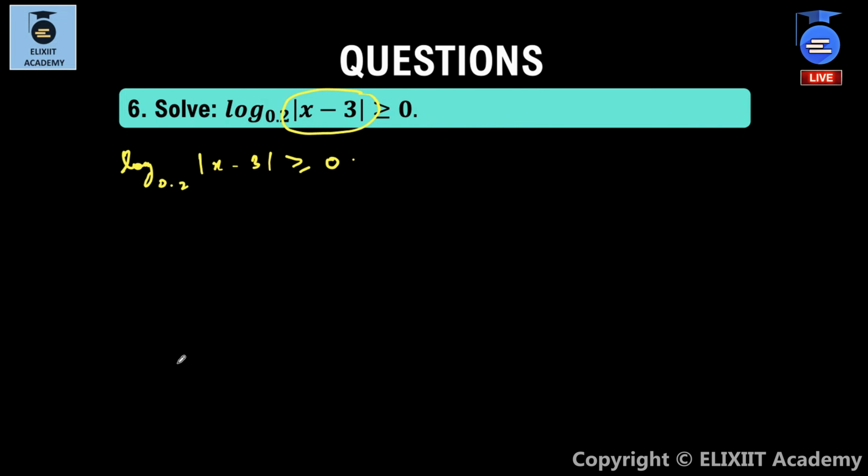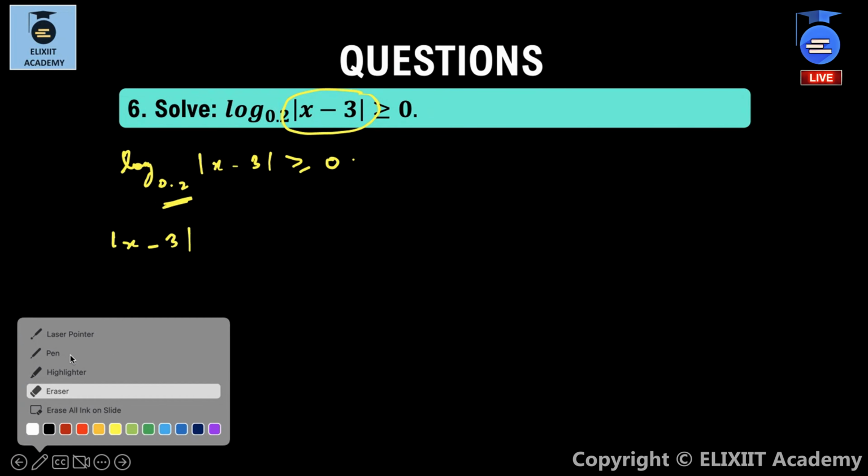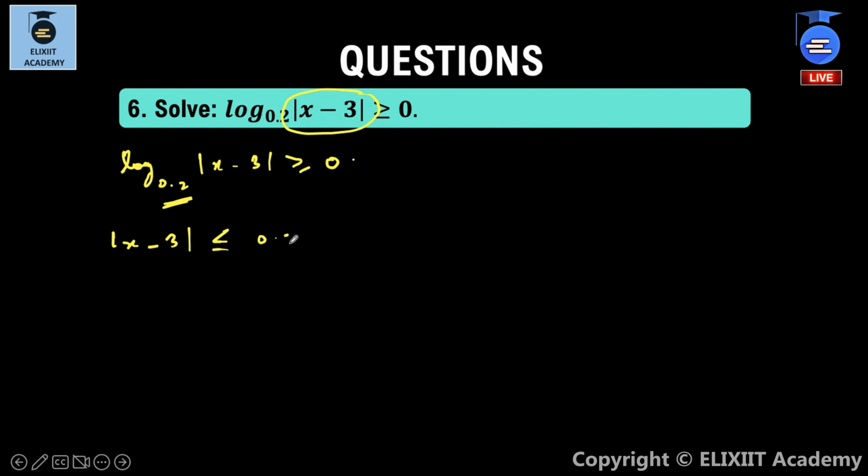First of all, observation, again the same thing. Here we have the base is 0.2. Base 0.2 means it lies between 0 and 1. If this lies between 0 and 1, obviously it is a decreasing graph, right? Which means orientation changes once you convert this. So this will become mod of x minus 3 less than or equals to 0.2 raised to the power 0.